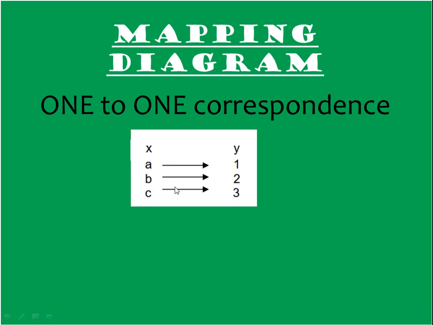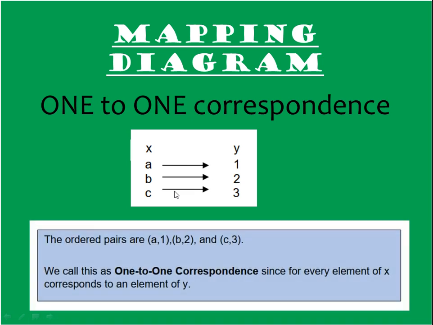So, kung ilan po yung arrow na nakikita ninyo, yun po ang number of ordered pairs na pwede nyo lang mabuo. Dito, meron tayong ordered pairs na A1, B2, and C3. Sila po yun. We call this as one-to-one correspondence since for every element of X corresponds to an element of Y. Bawat isang element X, isa lang din yung partner niya kay Y. One-to-one correspondence. In life, ang tawag dito ay stick to one.